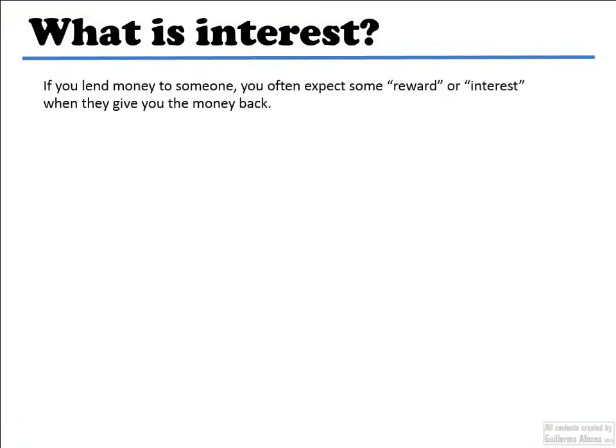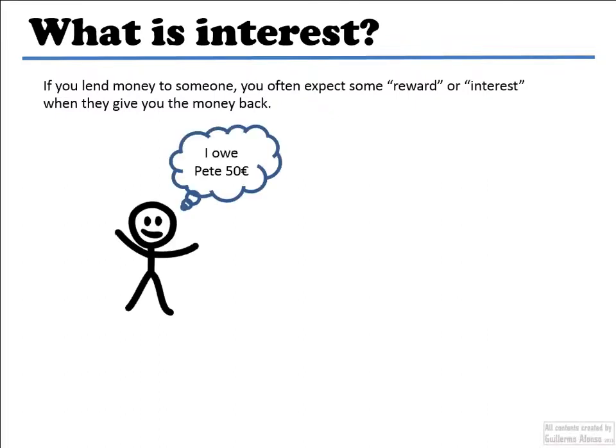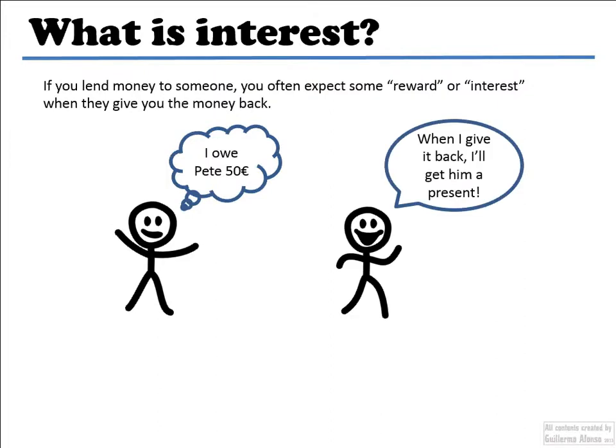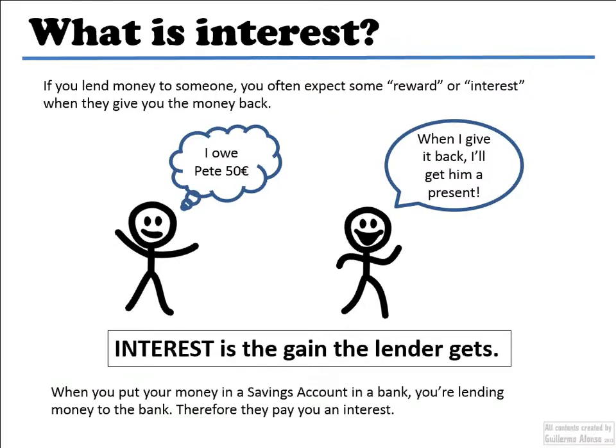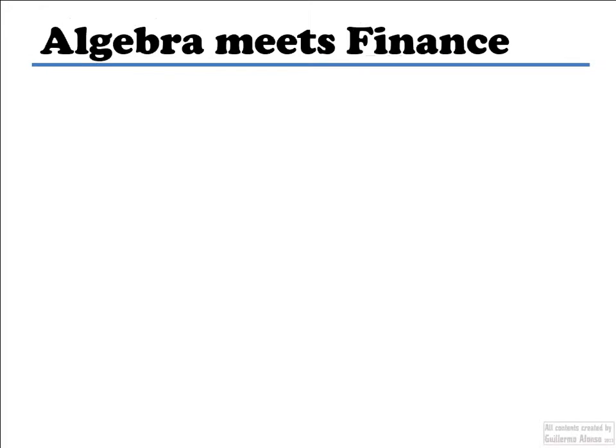We're going to talk about what interest is, which is basically the kind of reward you get back when you lend money to someone. If you owe your friend 50 euros, you might want to give him a present because he lent you some money. Banks work in a similar way. You give them money, you put it in a savings account, and they give you some reward back, and that's interest. Now, there are several kinds of interest, and today we're going to look at simple interest.